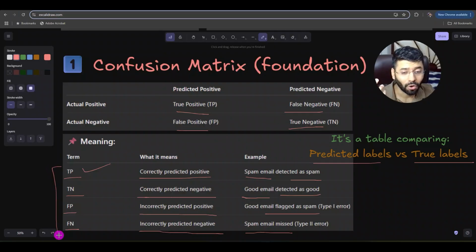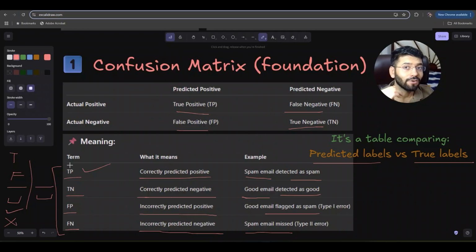So how do we remember all this? You can divide it into two parts. The first one is our prediction. If we predicted correctly, we say true, and if we predicted wrongly, then we write false. The first part is our prediction, and the second half is the actual thing. Say for example, in a spam detection system, positive will mean it's spam and negative will mean it's not spam. So you can now understand it very easily.